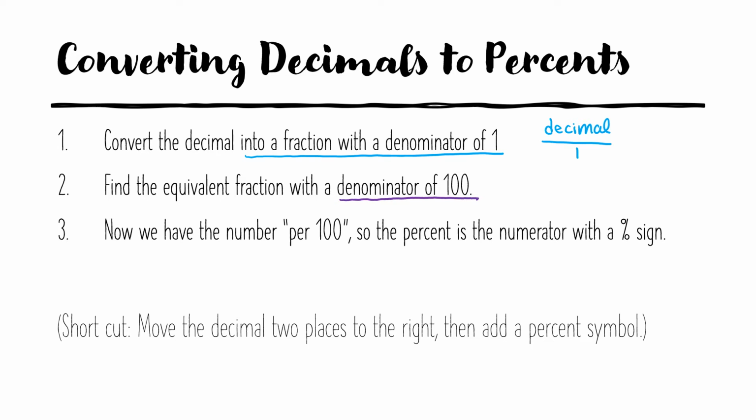So that means we'll be finding a multiple. That means that we now have a number per 100. It'll be over 100. So the percent is whatever the numerator is with a percentage sign. And there is a shortcut for this. You'll find that this process is equivalent to moving the decimal 2 places to the right, and then adding our percent symbol.